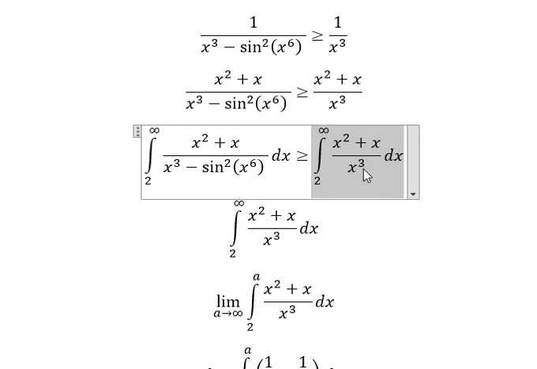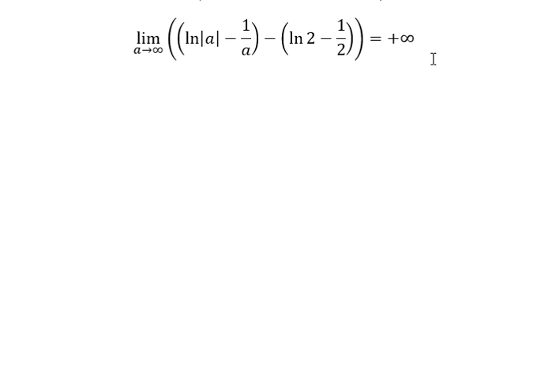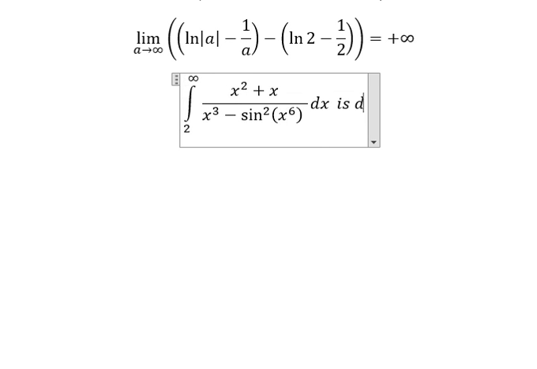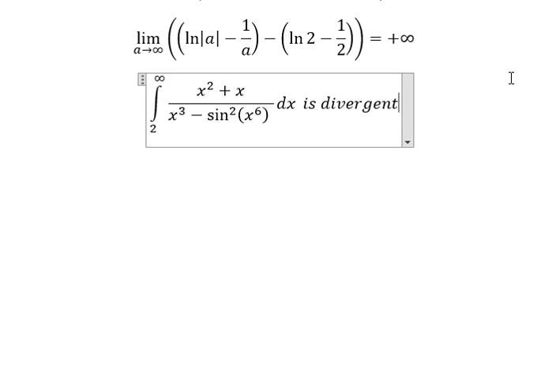So if this one is divergent, this one should be divergent because this one is greater than or equal to this one. If this one is divergent, so this one should be divergent. So we can conclude that this integration is divergent. And this is the final answer.